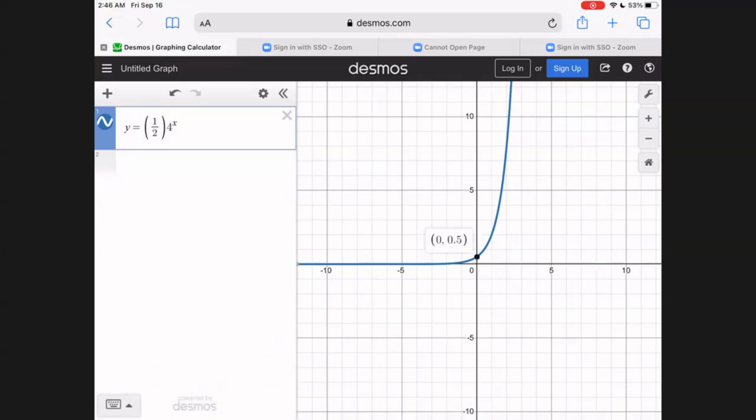So we see instead of going through 0, 1, it goes through 0.5 because you have that 1/2 in front. It's kind of shrinking everything. Remember, when you have something you're multiplying out in front, that's like you're shrinking the graph by 1/2, all the y values.